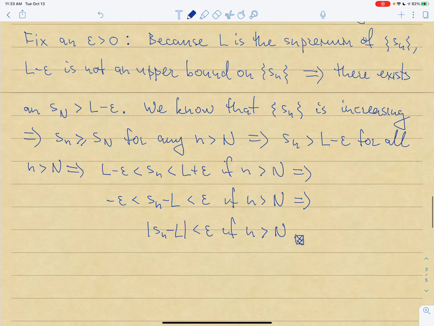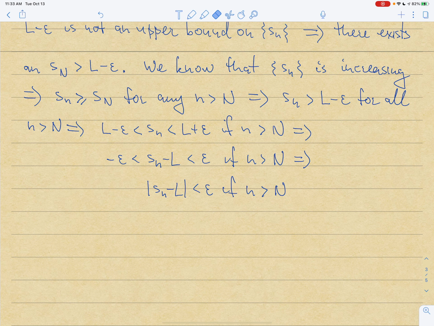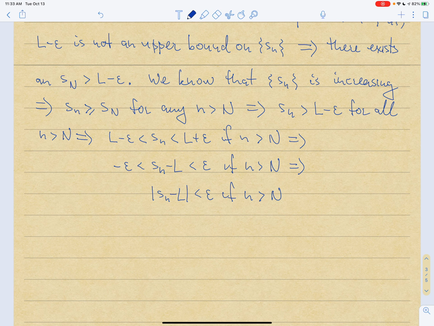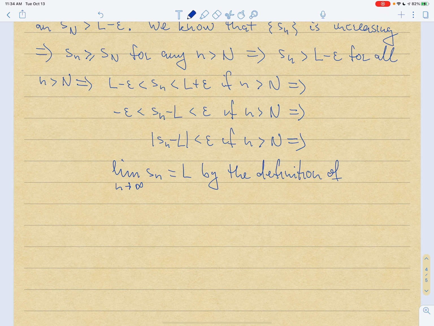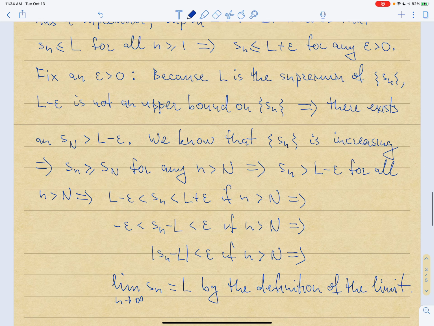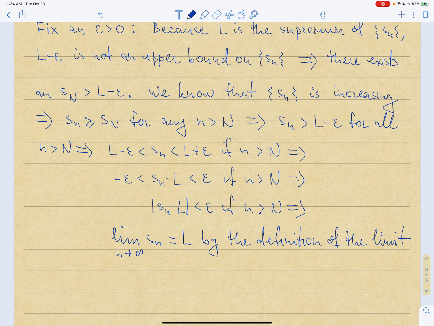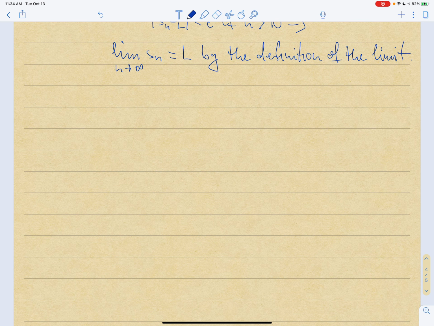So let me write this down here. So therefore, the limit as n goes to infinity of Sn is equal to L by the definition of the limit. Okay, so I hope that this is clear. And then in the same way, we can establish a different theorem.